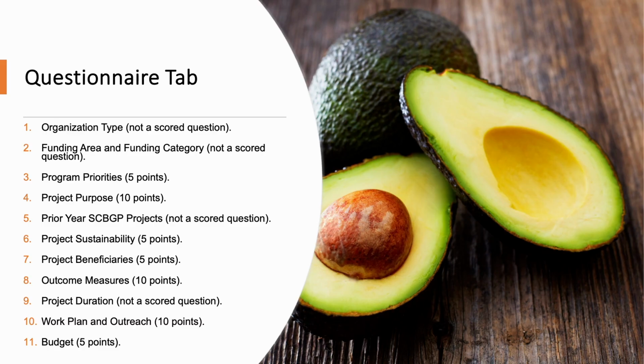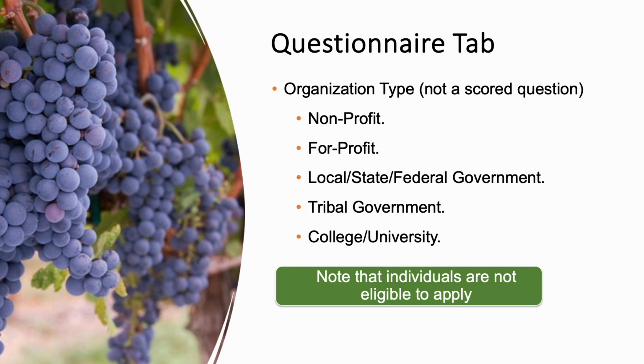The questionnaire tab contains the 11 sections that make up the core of the concept proposal. These include the 7 items that will be scored, and there are 50 points possible. For this question, select the organization type that best describes the applicant. Nonprofits, for-profits, local, state, federal, and tribal government agencies, as well as colleges and universities, are eligible to apply. Individuals are not eligible to apply. If you are an individual, you must partner with one of the listed organization types to submit a collaborative project. This question is unscored.